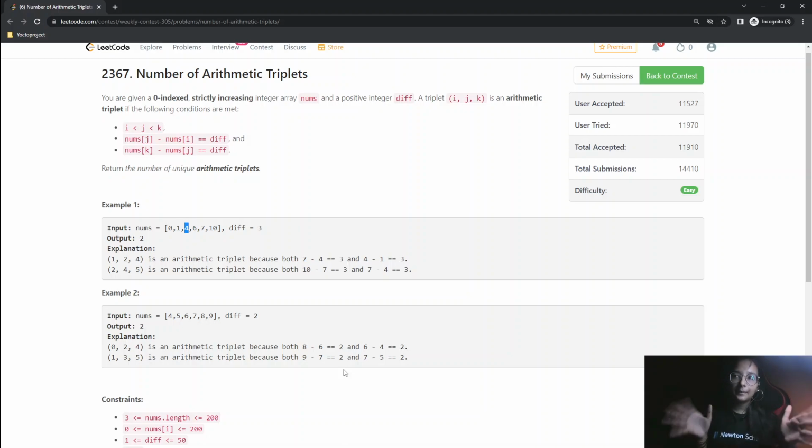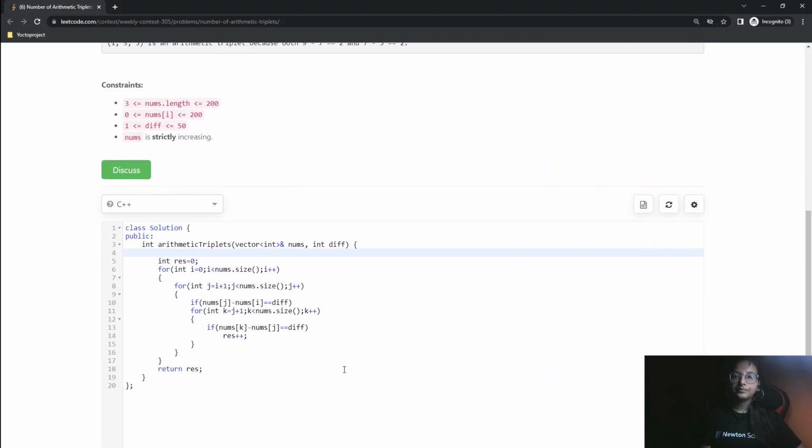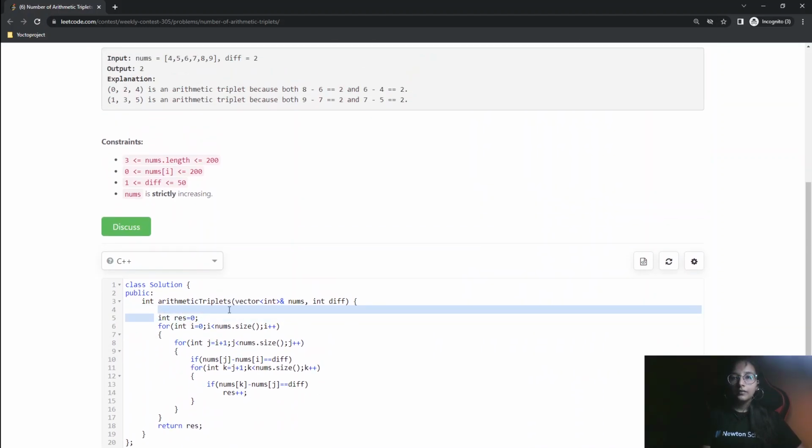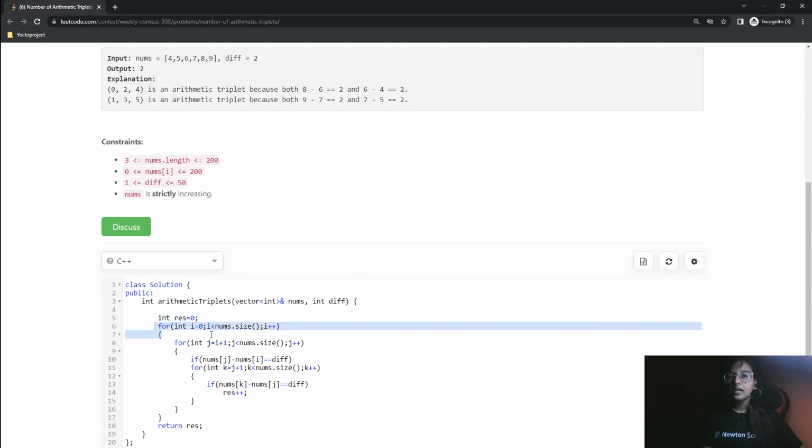So let's come back to this particular question. As earlier I had told you how the question could be coded, now let me show you how it is required to code. So here's the thing. We will be using this int result because the return type is int, right? So that's why we require a variable in which we will be storing our number of triplets, arithmetic triplets. Now comes the part. We are using 3 loops here, right?